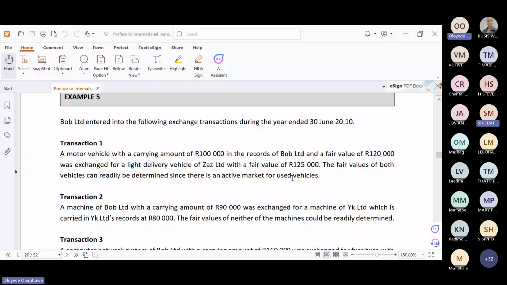We are not told that the exchange lacks commercial substance. We were not told that, because even the question told us that the fair value of both vehicles can readily be determined since there is an active market for used vehicles. So which means the acquired vehicle will be measured using the fair value. So based on that now, which value are we going to measure the acquired vehicle with?